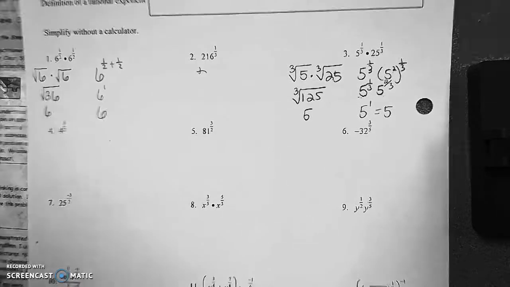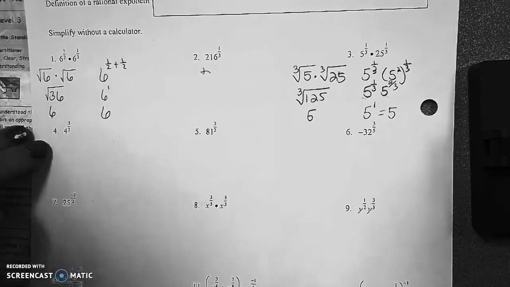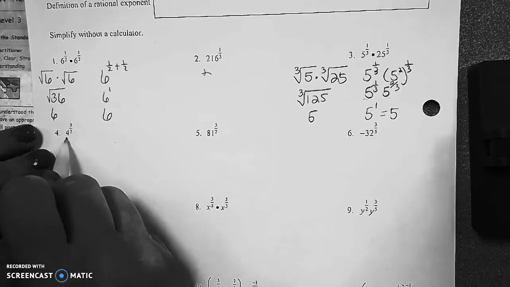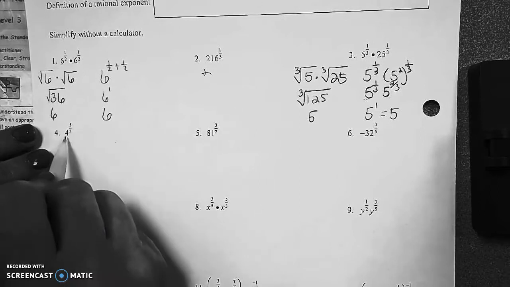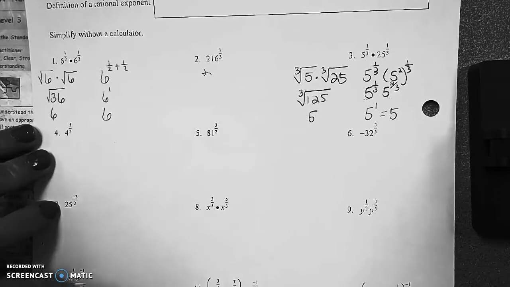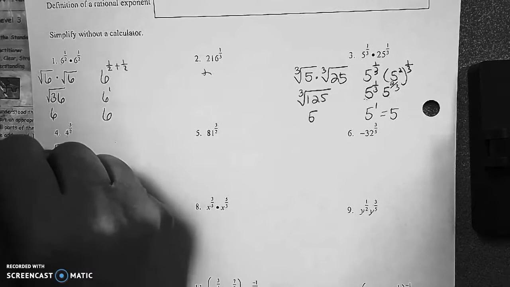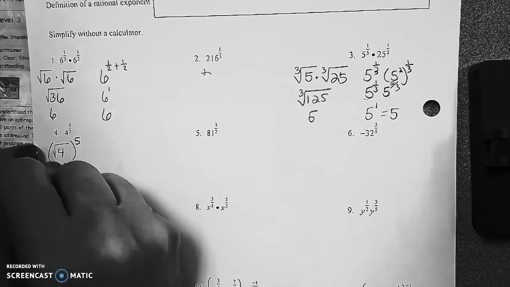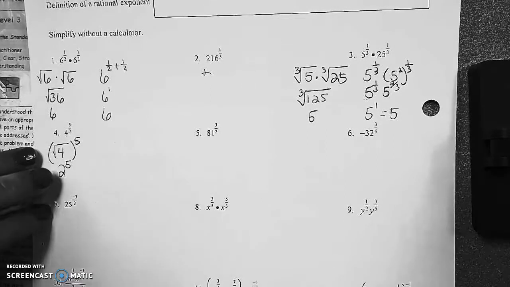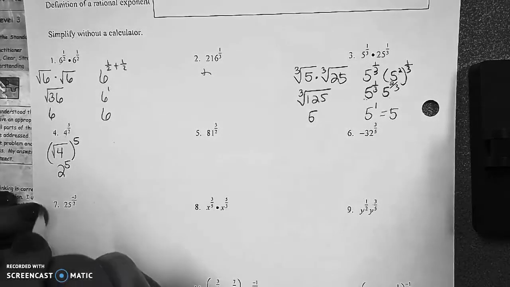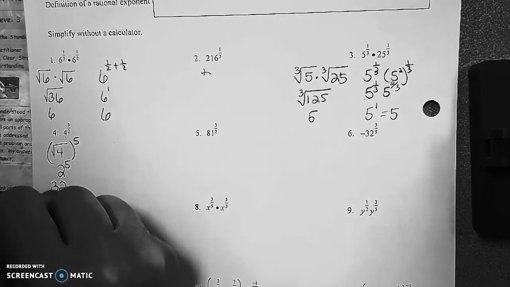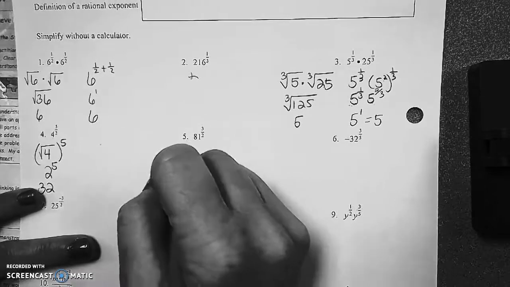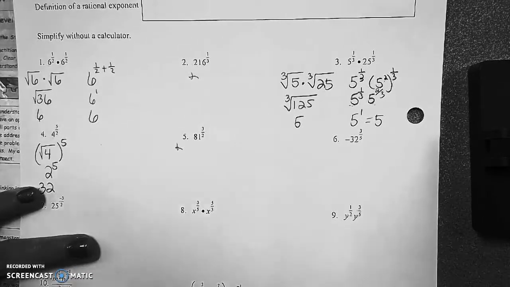Okay, let's go to number 4. So as I look at number 4, I'm going to look at this and say, okay, what do I want to do first? Do I want to take 4 and raise it to the 5th? Or do I want to take the square root of 4 first? And I'm hoping that you say you want to take the square root of 4 first. Because the square root of 4 is 2. And you're left with 2 to the 5th. And 2 to the 5th is 32. I'm going to let you do number 5 in your Ed puzzle.